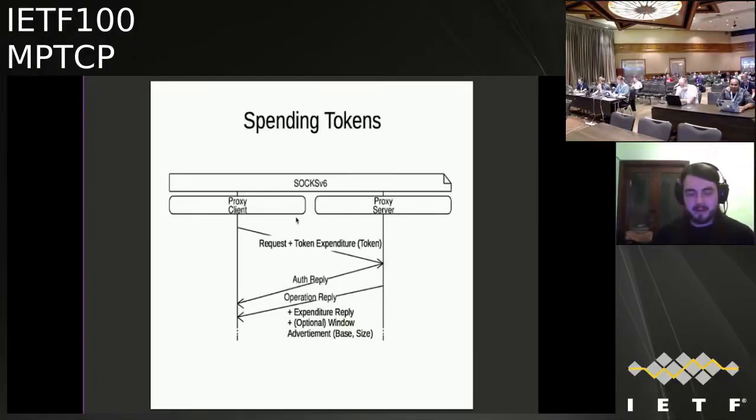Once a client has some tokens to spend, it can start spending them on requests. The client should include a token expenditure option as part of its request. And the server sends back an expenditure reply as part of the operation reply, and an optional window advertisement in case the window has changed. Next slide, please.